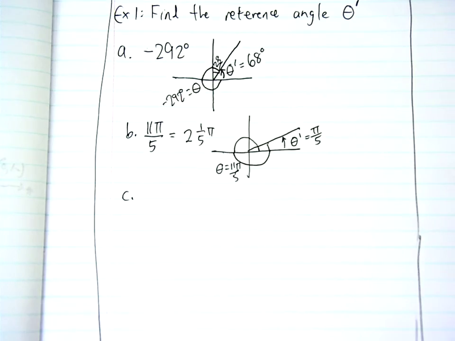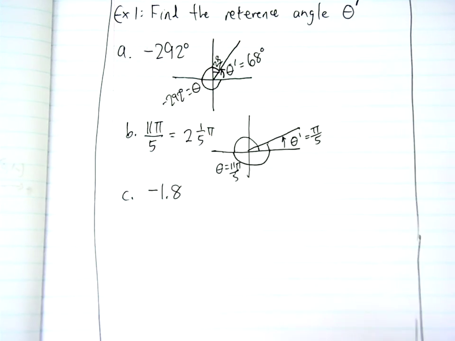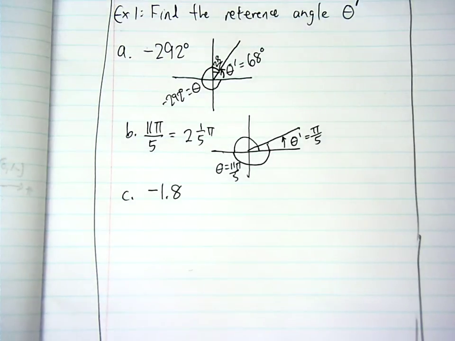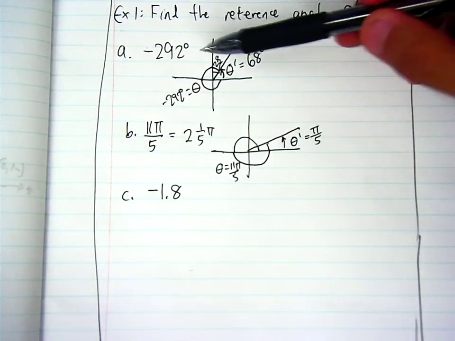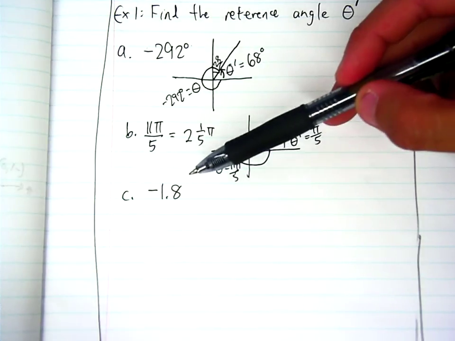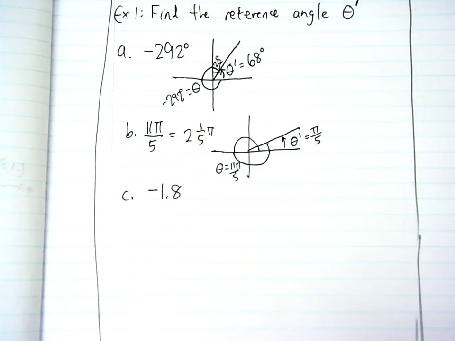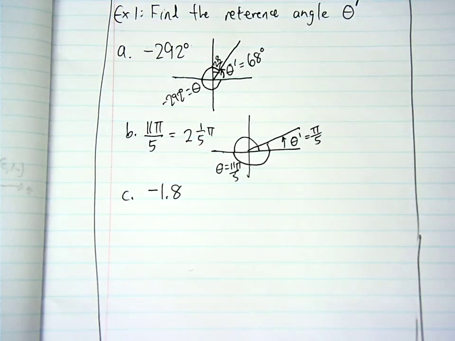Okay, part C, a little trickier. Now I'm going to go negative 1.8. We talked earlier about how if it doesn't have a degree sign like this, it's in radians. So this is in radians. I just need to figure out how much 1.8 is.